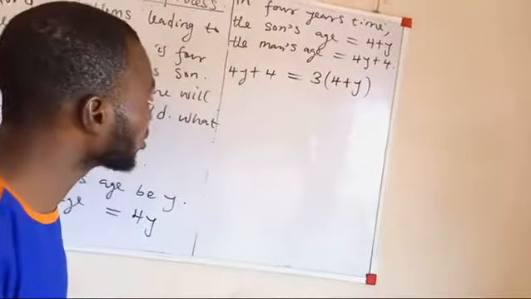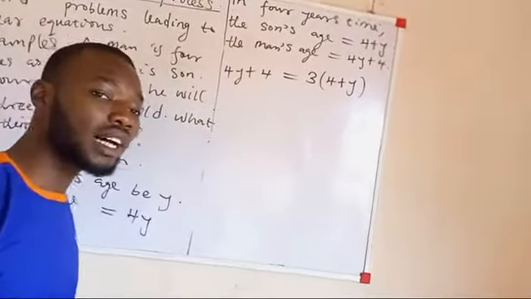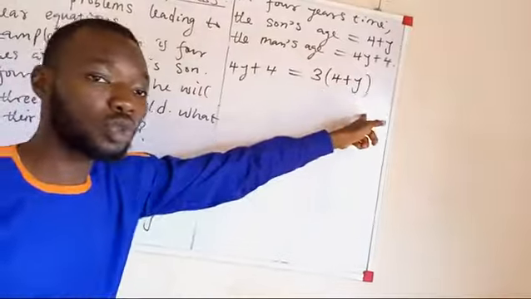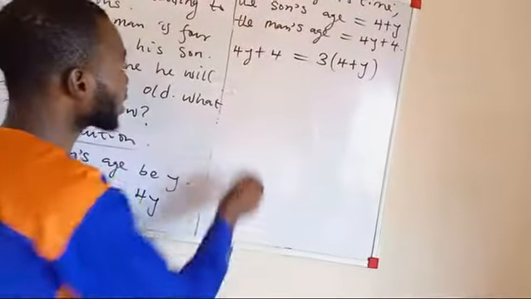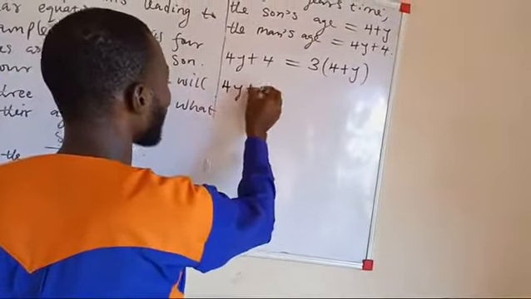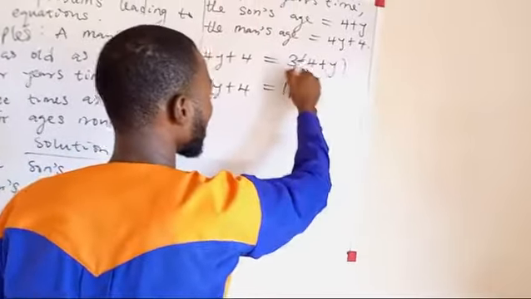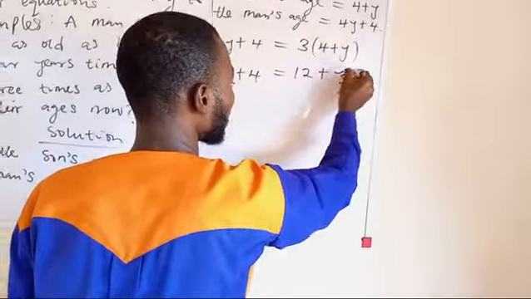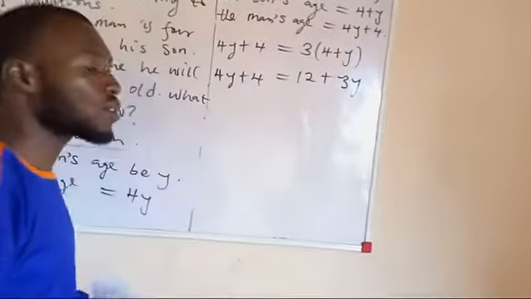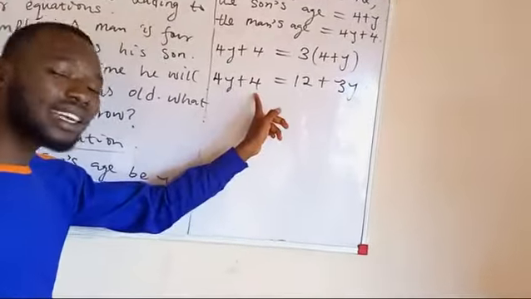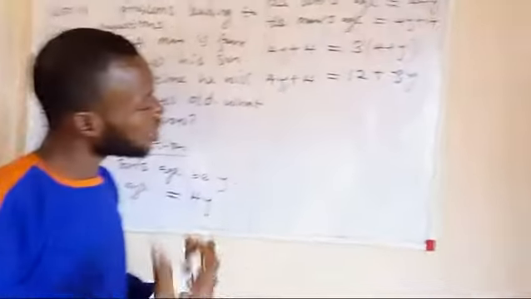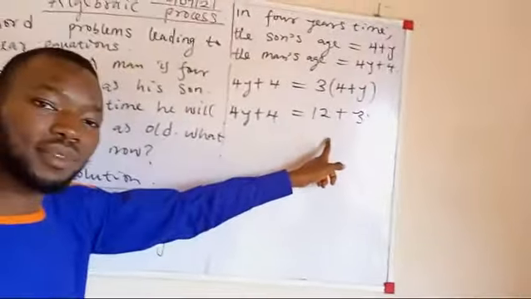So one thing we have to do is open the brackets. How do we do that? We use what is outside to multiply everything inside. So this will now give us 4y plus 4 is equal to 3 times 4, which is 12, plus 3 times y, which is 3y. So we've arrived at a linear equation again. It's now left for us to collect like terms and solve.